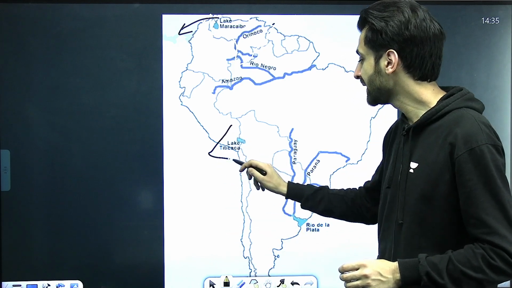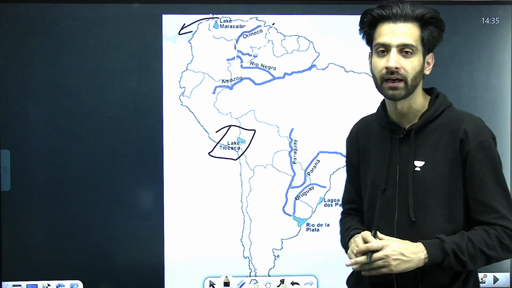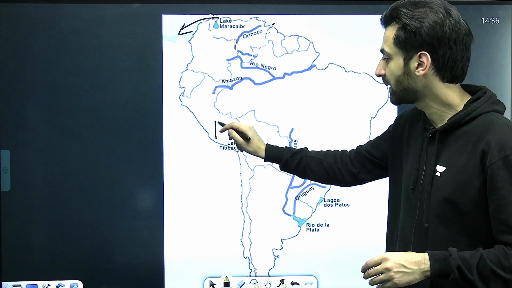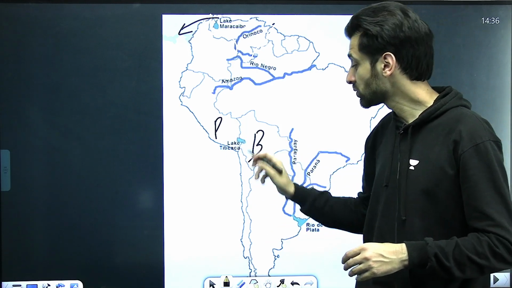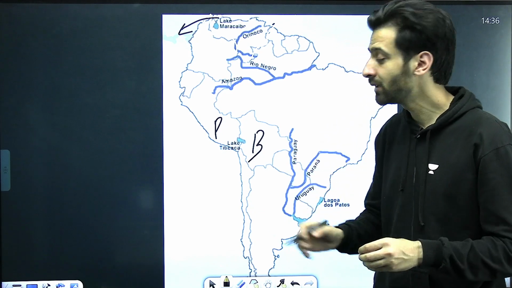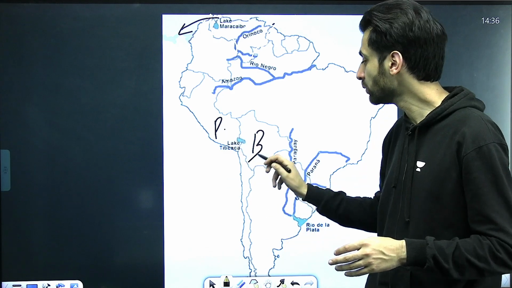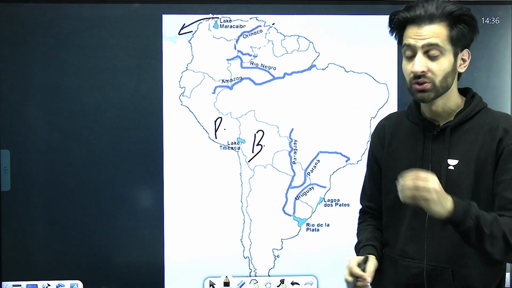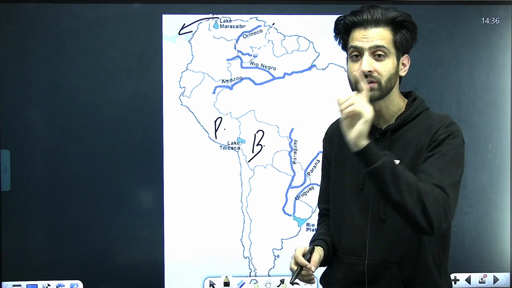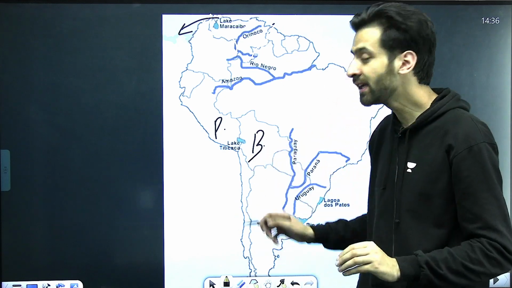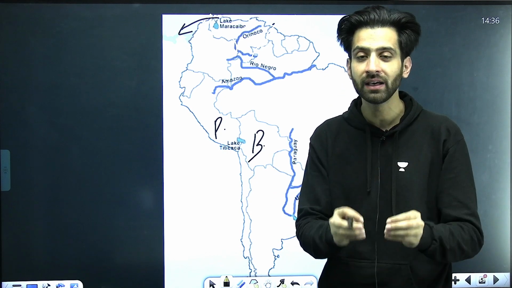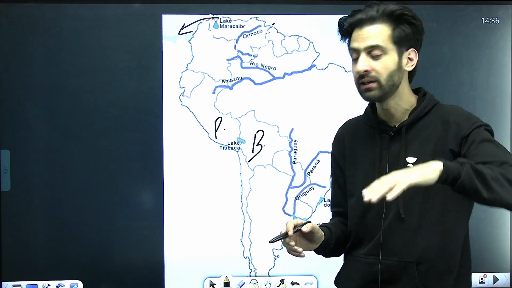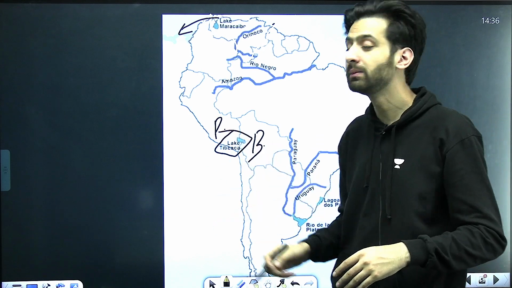Coming to the second, that is Lake Titicaca. Here is the location of Lake Titicaca. If you don't know the political features, this country is Peru and this is Bolivia. So Lake Titicaca is situated between the two, on the border of Peru and Bolivia. That is very important. And number two, Lake Titicaca is the highest navigable lake in the world. Is it clear? It is the highest navigable lake in the world, situated between Peru and Bolivia.